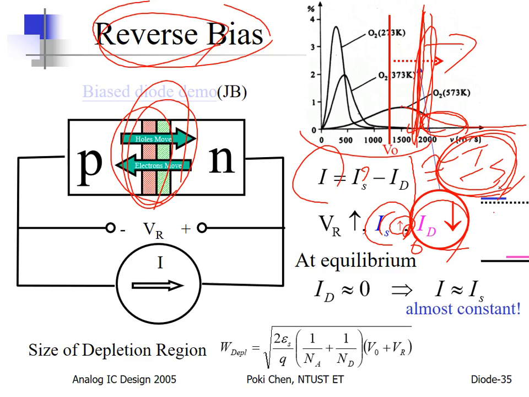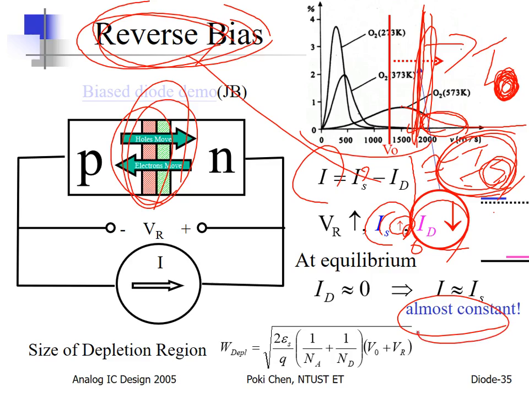So we call it saturation current for reverse bias. That is another reason why we call it IS, S for saturation. That is for reverse bias. It is almost constant, as I say, because ID right now is almost reduced to 0.